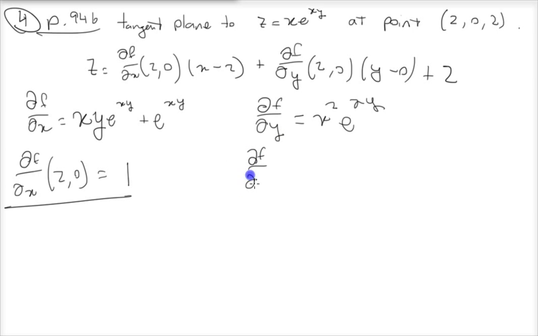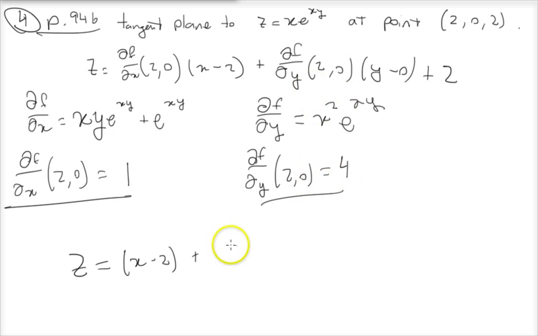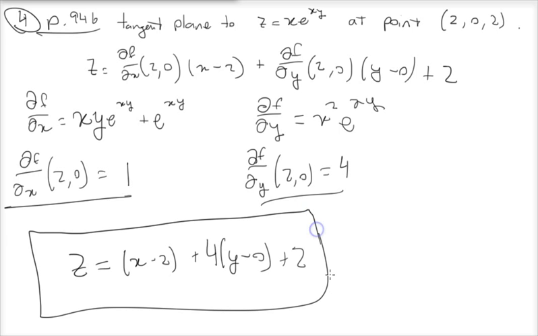So that'll be del f del y at 2, 0. So we plug in a 2 for the x right here, and we'll get a 4. And then this e to the 0, because the 0 will come in with the y, is going to be 1, so that'll just be equal to 4. Now we can start plugging this all into our equation of a plane right here. So we'll get z is equal to, that is a 1, so we'll just get x minus 2 plus, and then this partial derivative right there is a 4, so we'll plug in a 4 for the coefficient, and we'll get y minus 0 plus 2, and that is the equation of the tangent plane.